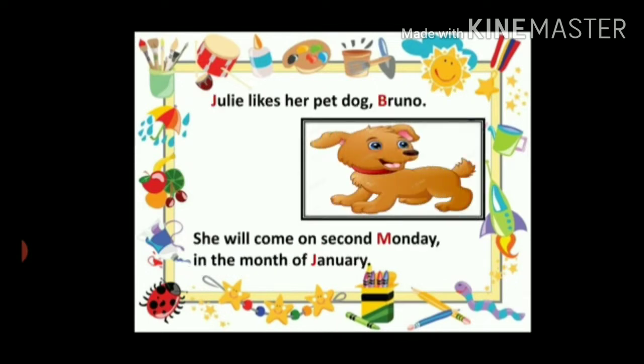Now see the examples. Julie likes her pet dog Bruno. She will come on second Monday in the month of January. Now here in these sentences you must have observed J of Julie and B of Bruno, then M of Monday and J of January. All the first letters of these words are in capital letters because these words are proper nouns.